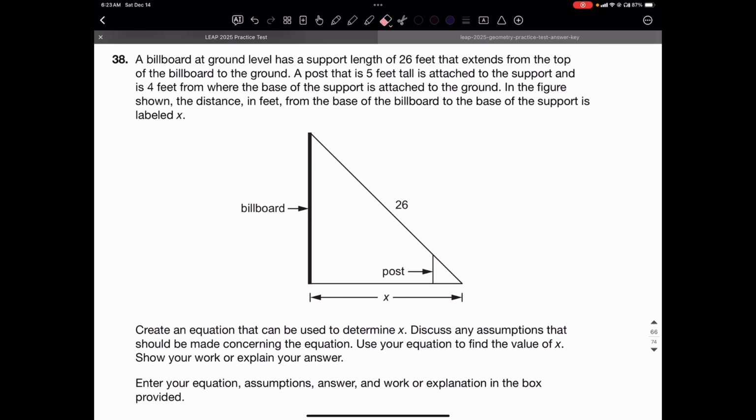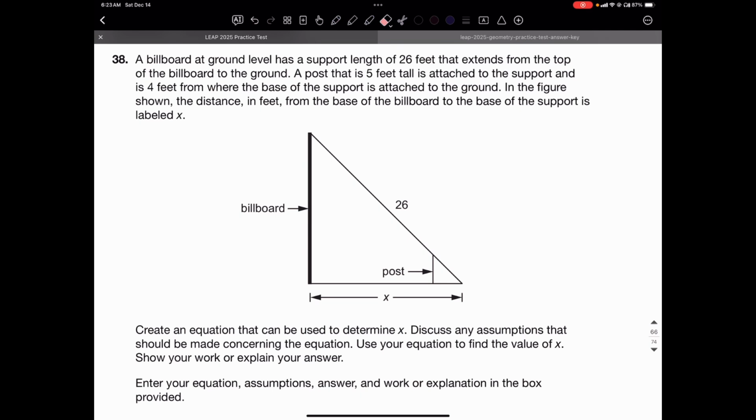In the figure shown, the distance in feet from the base of the billboard to the base of the support is labeled x. So we are to create an equation that can be used to determine x, discuss any assumptions that should be made concerning the equation, use your equation to find the value of x, show your work, or explain your answer. Enter the equation, assumptions, answer, and work or explanation in the box provided.